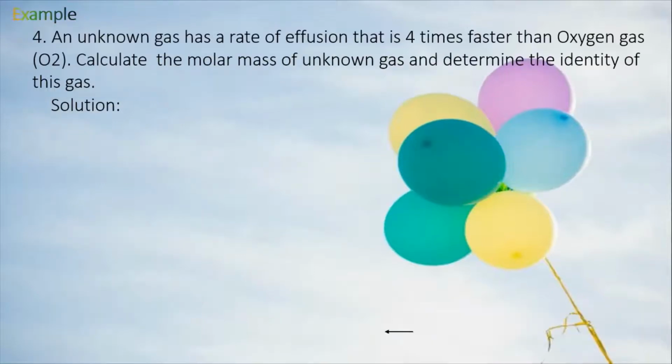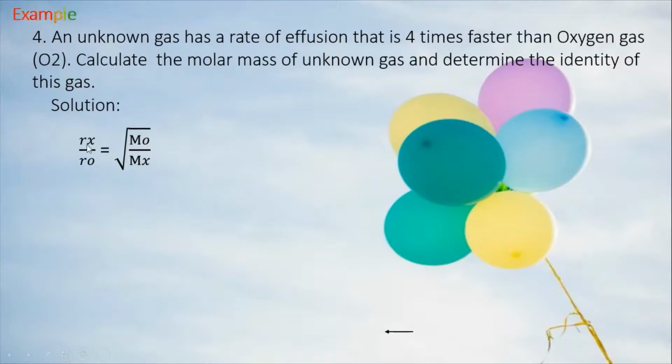For our fourth example, we have an unknown gas with a rate of effusion that is 4 times faster than oxygen gas, O2. So calculate the molar mass of the unknown gas and determine the identity of this gas. Okay, so we have rate of unknown gas over rate of oxygen is equal to the square root of molar mass of oxygen over molar mass of the unknown gas.